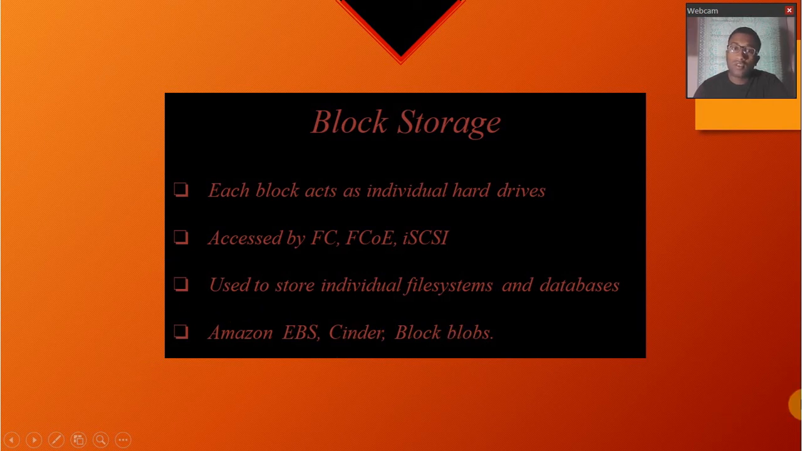So these were the storage systems used by our Karunya University.